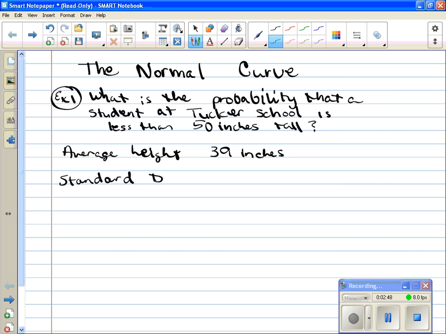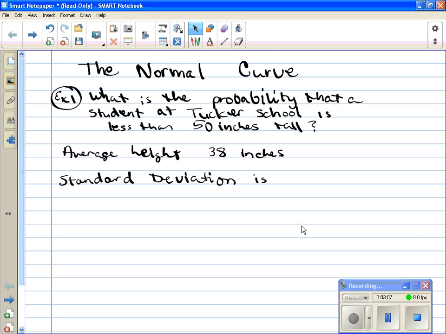If I tell you the standard deviation, oh, I made this way harder than it's got to be. Okay, I'm going to pull in the board. You guys ready? I'm going to change it to 38 inches. I know the difference, you'll see it in a second. And I'm going to make the standard deviation 6.